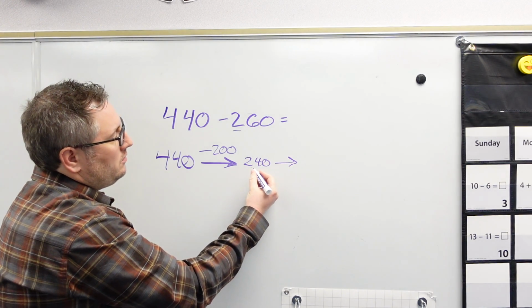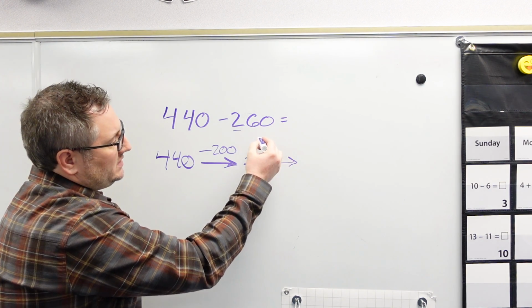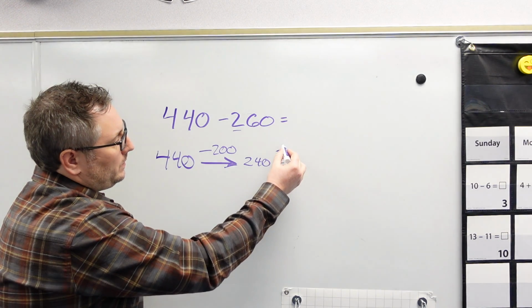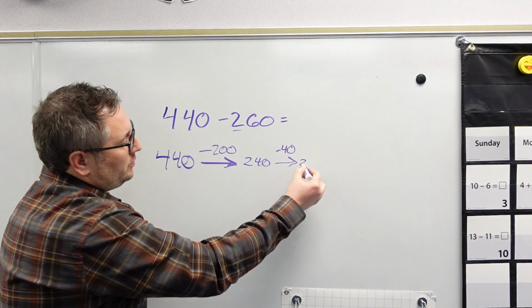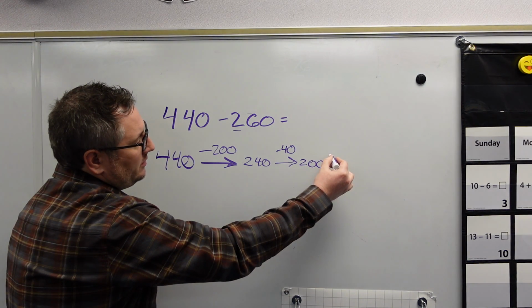Do another arrow. 240. Well, we can't take away 60 all at once. That's too big of a jump, but we can take away 40. And then that gives us 200. And then we can take away another 20.